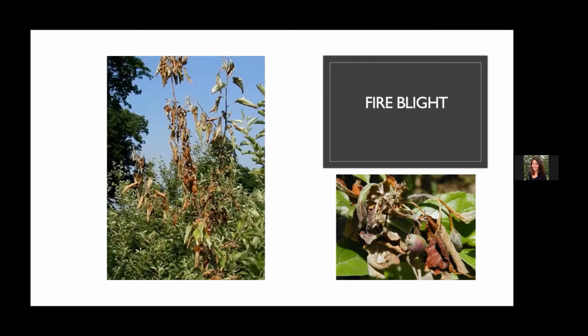And that can happen really quickly, particularly in years where environmental conditions are favoring it. So it is important that you look for apple scab and fire blight resistant varieties, or be prepared to manage them pretty intensively.